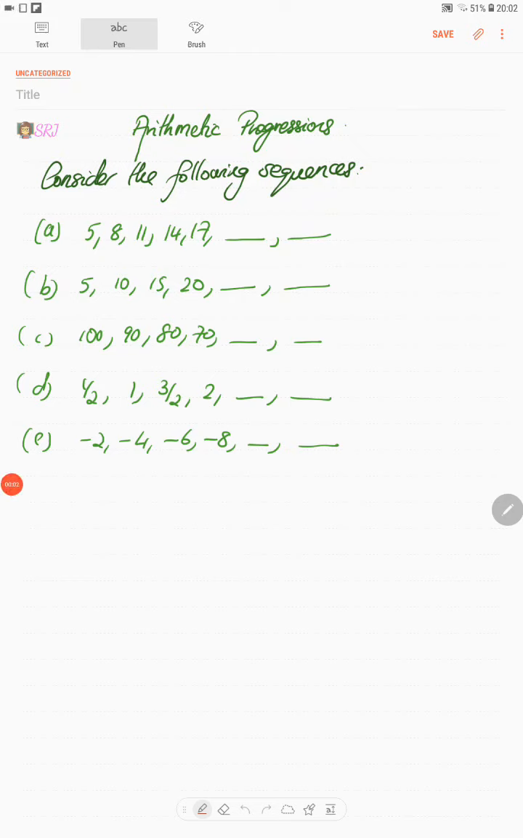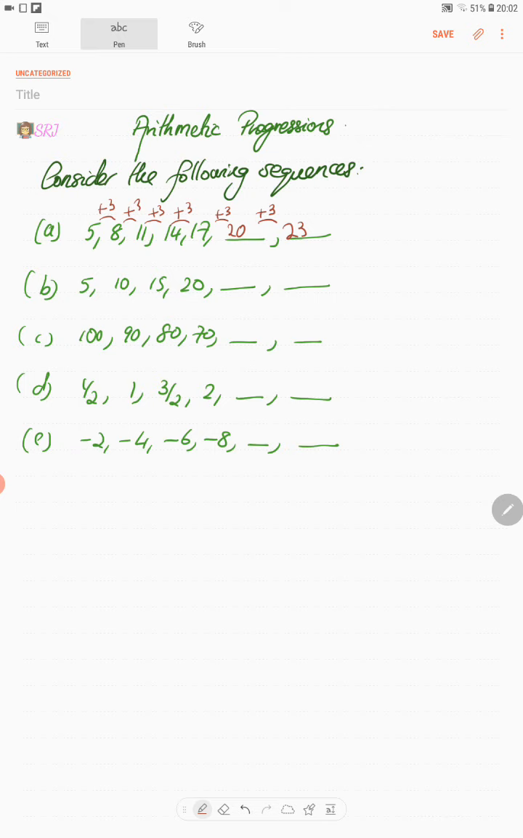This is chapter Arithmetic Progressions. If we consider the following sequences, first case we have 5, 8, 11, 14, 17. As you can see, the terms are increasing by 3. So here we are adding 3. Again, each time we are adding the same constant. So the next two terms will become 20 and 23. So here each time we are adding 3.